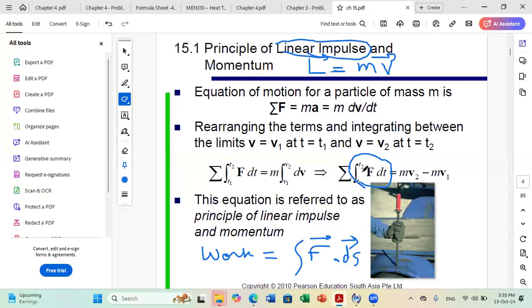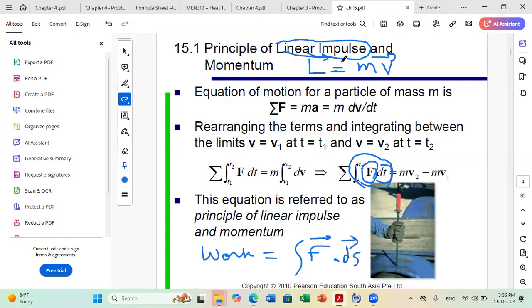Linear impulse is integral from t1 to t2 of F dt. It takes into consideration the effect of application of a certain force for a certain period of time. The larger your force, the larger your linear impulse. The larger the time of application, the larger the impulse. So if you want to produce a certain impulse, you can either increase the force and reduce the time of application, or reduce the force and increase the time of application. So this is the linear impulse.